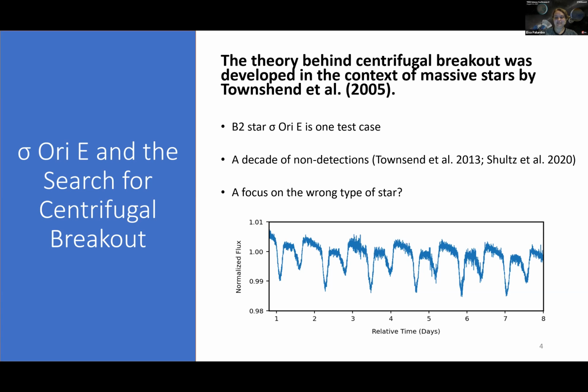And after this non-detection happened, many astronomers started to reconsider whether centrifugal breakout was an important mass balancing mechanism in the first place. But in a paper that my co-authors and I just submitted for publication a few weeks ago, we argue that the reason for these non-detections may not be that centrifugal breakout is unimportant, but rather that astronomers have been looking for evidence of it around the wrong type of star. So, these massive stars instead of young M dwarfs.